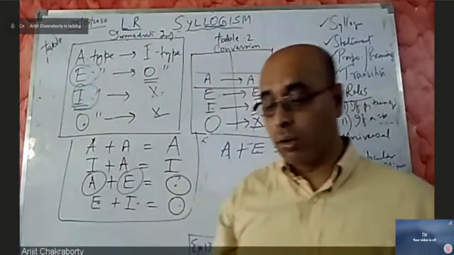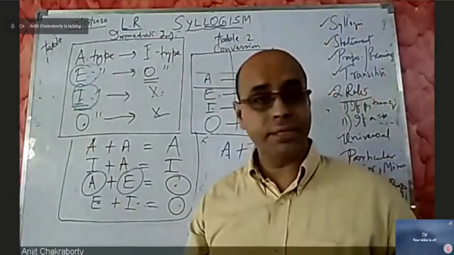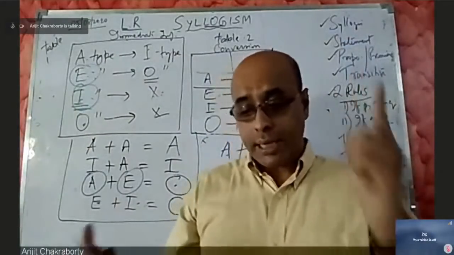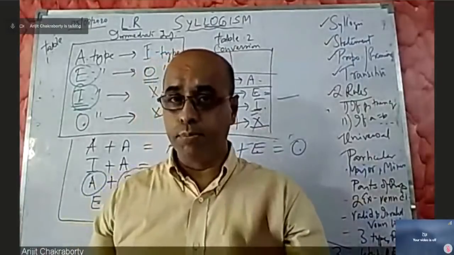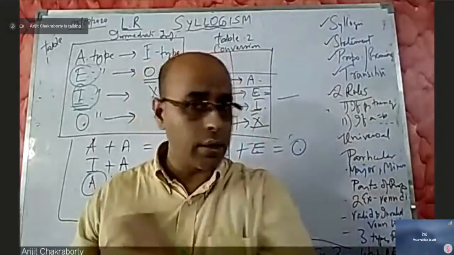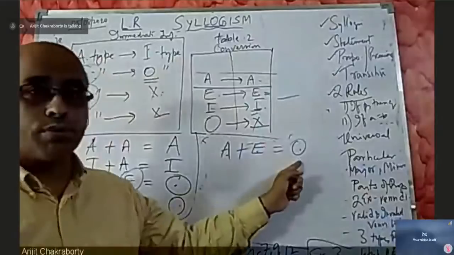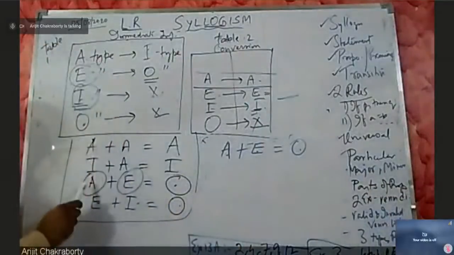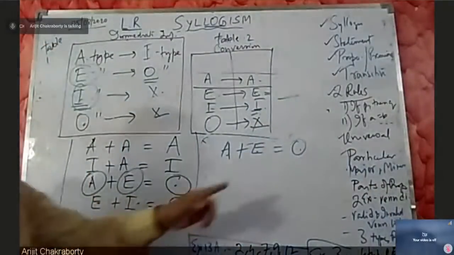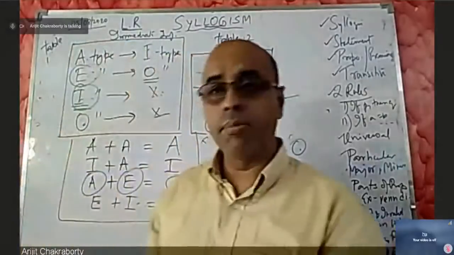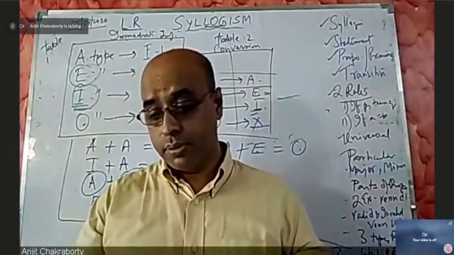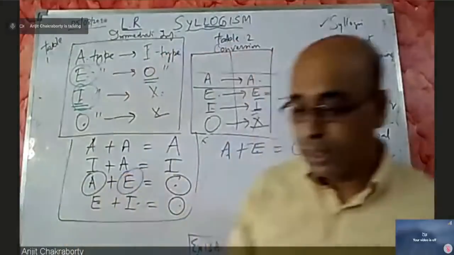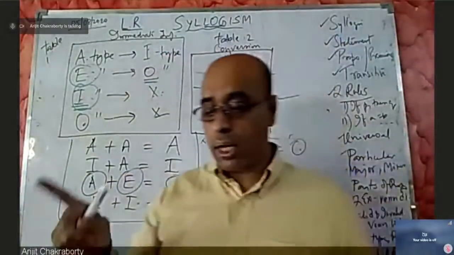Conclusion is some roads are bungalows. Some roads are bungalows is I type. Second is some bungalows are poles. Again I type. Both the conclusions are I type. It cannot happen because A plus E has to be O. But the conclusions given in question number 16 both are I type. So it cannot happen.